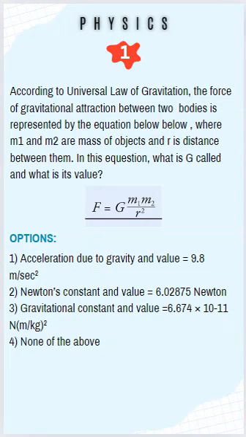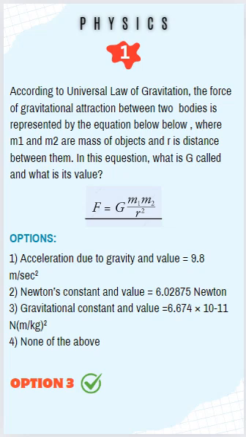The first question is based on universal law of gravitation, and you are asked to name the constant G and its value. The correct answer is option 3. The constant G is called universal gravitational constant and its value is 6.674 into 10 raised to minus 11 Newton meter per kg square.